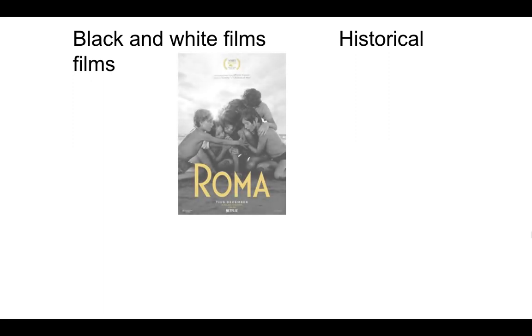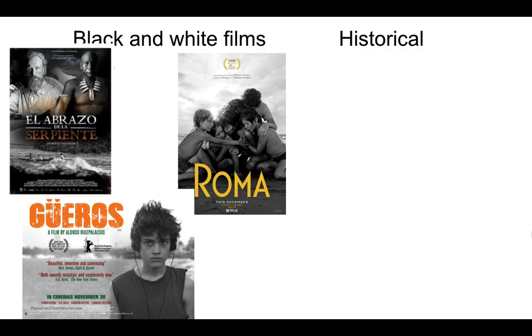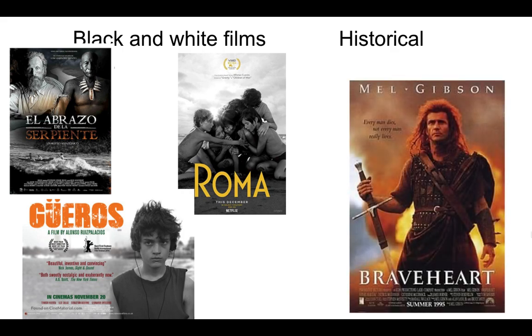Okay, next we have black and white films and historical films. So black and white films is more a technique than a genre. So you can think Roma, Güeros is a Mexican film, and a Colombian film, El Abrazo de la Serpiente, The Embrace of the Serpent, or black and white films. Historical films, an example would be Braveheart with Mel Gibson. It's a film set in a historical period.